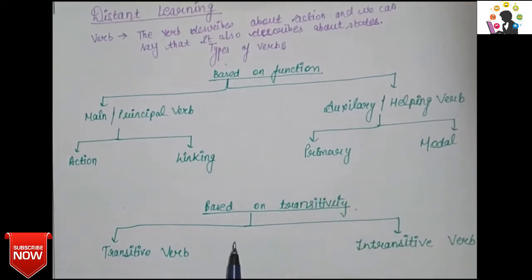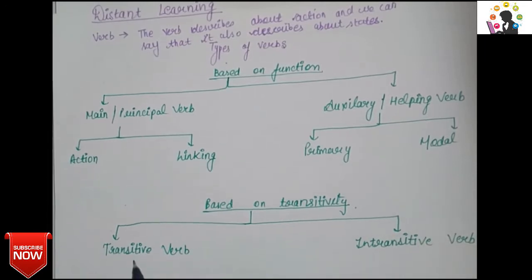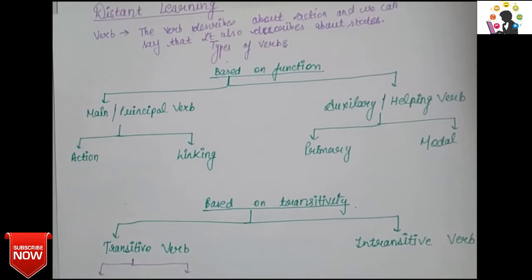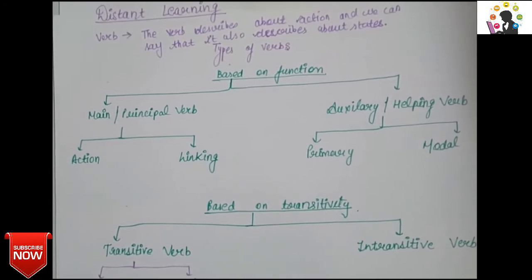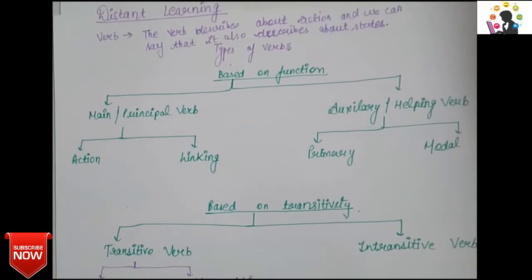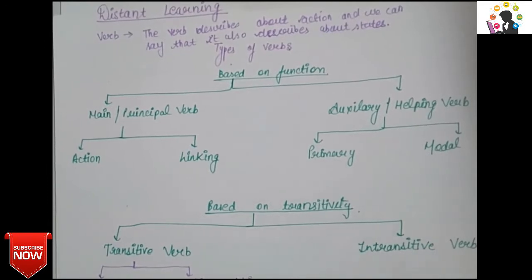Based on transitivity, we also have two types: transitive verbs and intransitive verbs. The transitive is also divided into two categories: first, monotransitive, and second, ditransitive. So this is the whole chart of verbs.